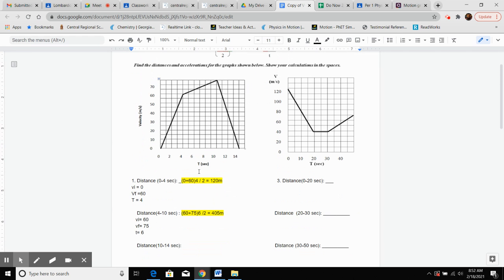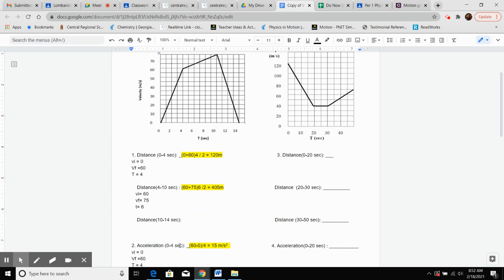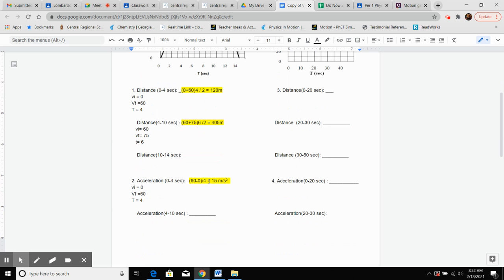Okay, remember that a negative slope is going to wind up giving us a negative acceleration. So you got to make sure that you're doing VF minus VI. All right, so in this case, we have a final velocity of 60. The initial is 0, so 60 minus 0 is 60. Divided by 4 is going to give us 15 meters per second squared. Meters per second squared, guys, is the unit for acceleration.